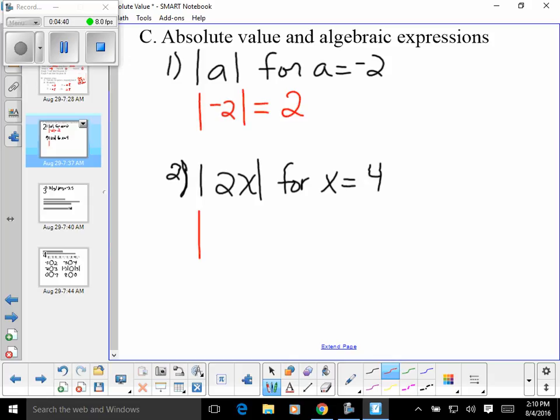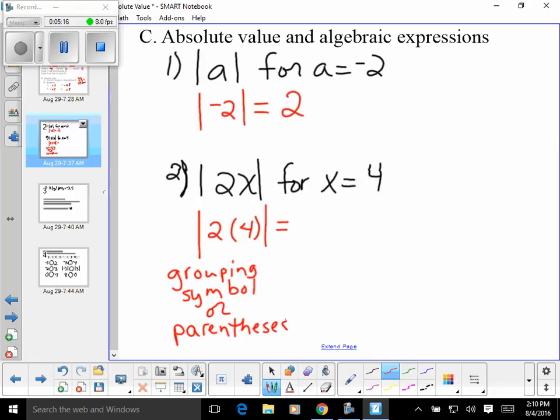In the next one, you'll notice that this time there's an operation inside of the absolute value. And in that respect, absolute value is going to act like a grouping symbol. We're going to have 2 times 4. We have to do what's inside those absolute values first. So this time it's going to act like a grouping symbol, or a set of parentheses.